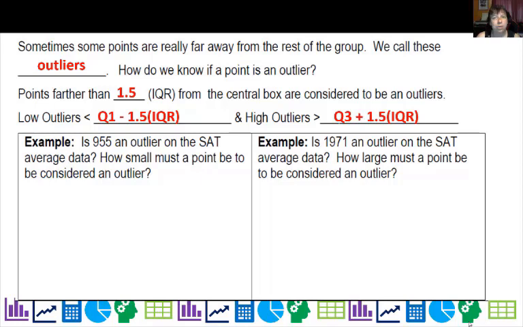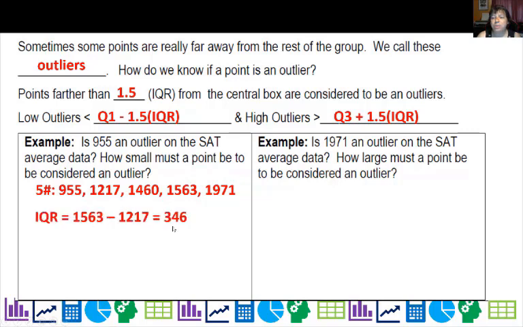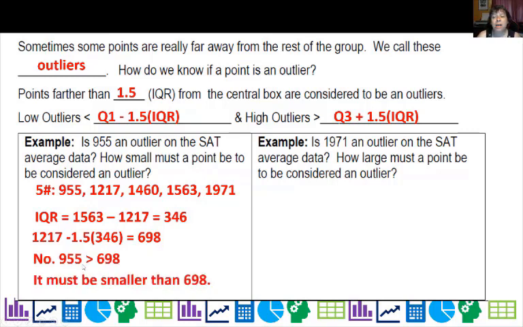So let's go ahead and look at that low point, 955. Is that one an outlier? Well, I went ahead and listed all the data again, just to the 5-number summary, so I can figure out the IQR. IQR would be Q3, which is there, minus Q1. So it's 346. I'm going to take this, multiply it by 1.5, and subtract it from Q1. Q1 is 1217. So it's 1217 minus 1.5 of the IQR, which is 698. So a point has to be smaller than 698 to be an outlier. 955 is bigger. It is not an outlier.